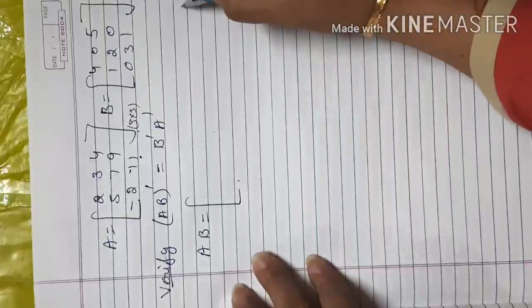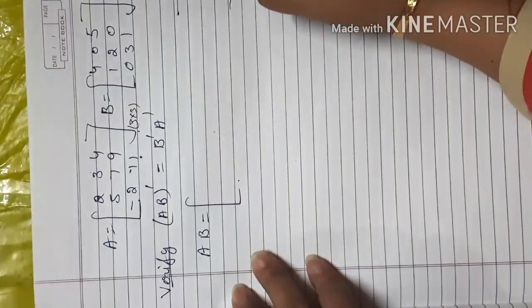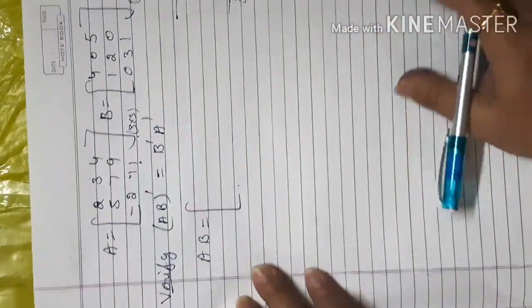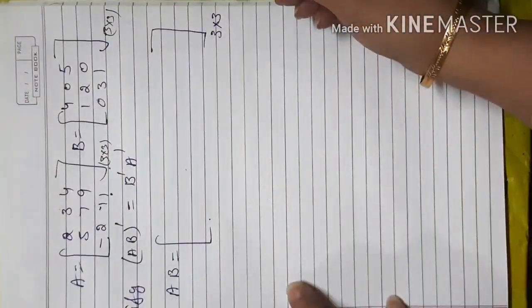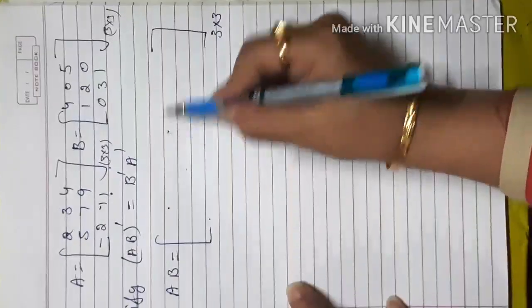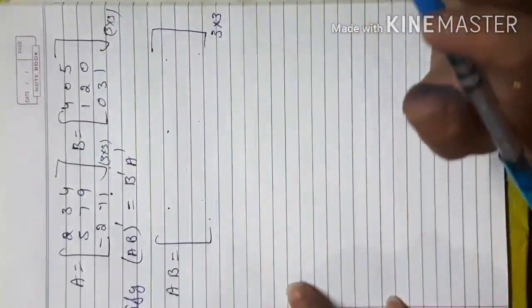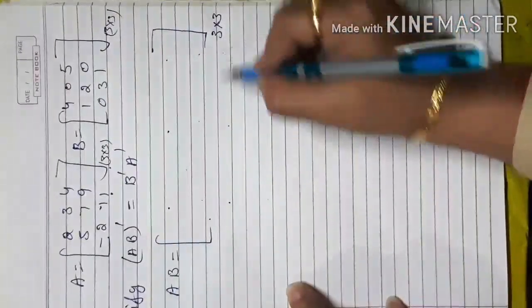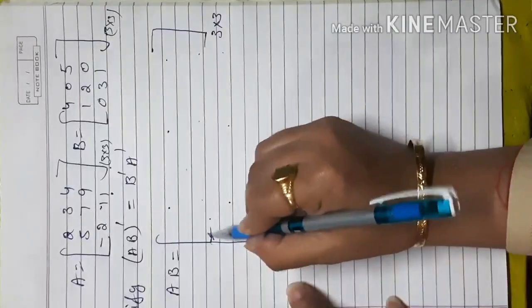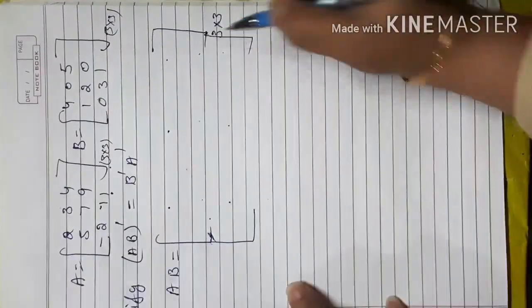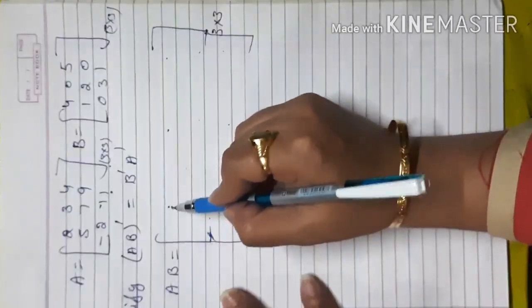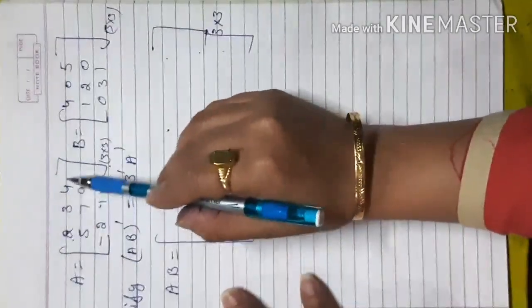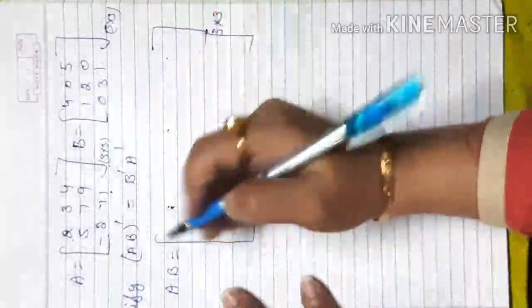That will be whatever my resultant matrix will be here, that will also be my 3 by 3 matrix. So whatever resultant matrix will be here, 3 by 3, that means 9: 1, 2, 3, 4, 5, 6, 7, 8 and 9. So that will also be my 3 by 3 matrix. Okay, now I have to multiply. Like this position is first row first column, that means first row and first column will be multiplied.